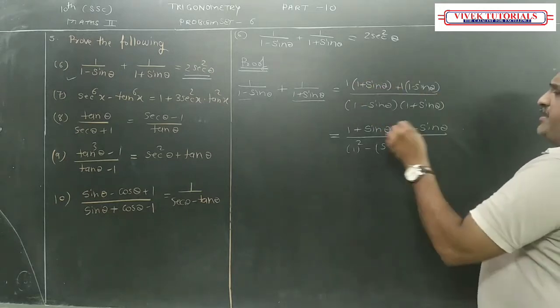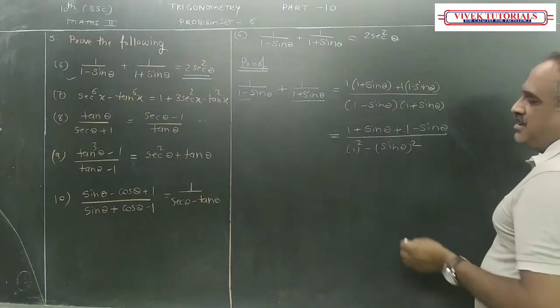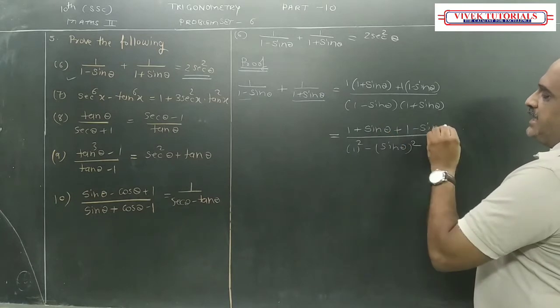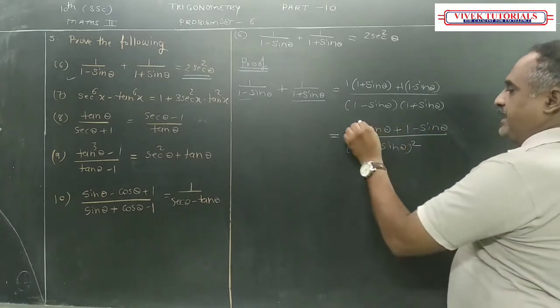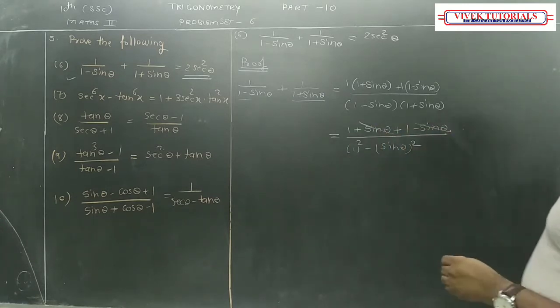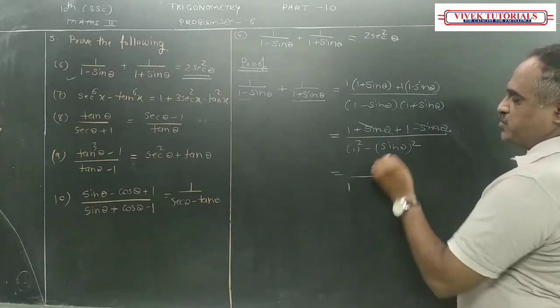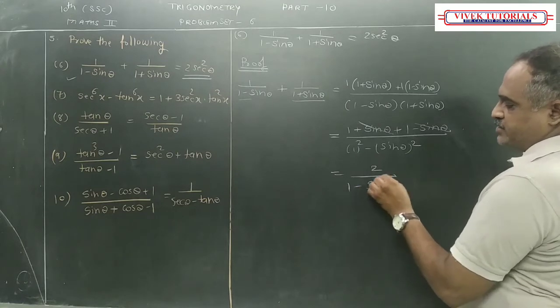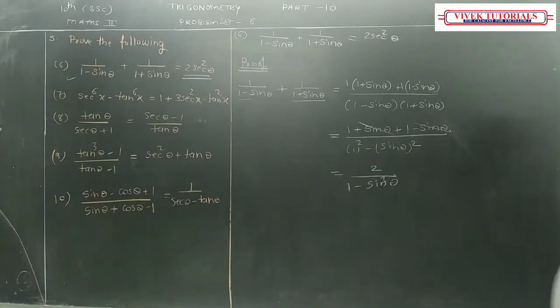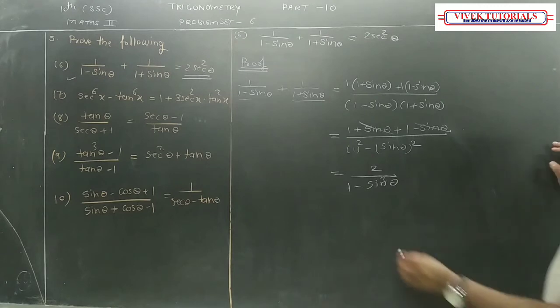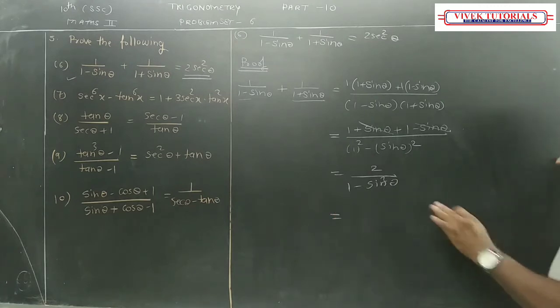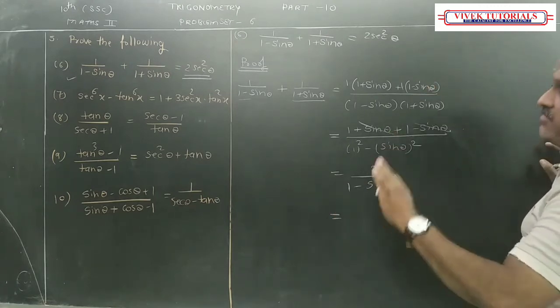In the numerator we have just solved the brackets. So it is plus sine theta minus sine theta, which gets cancelled, and 1 plus 1 is 2. In the denominator, 1 square is 1, and we have sine square theta. So, 1 minus sine square theta, we have one formula. You should know all these formulas, you have to revise every time.